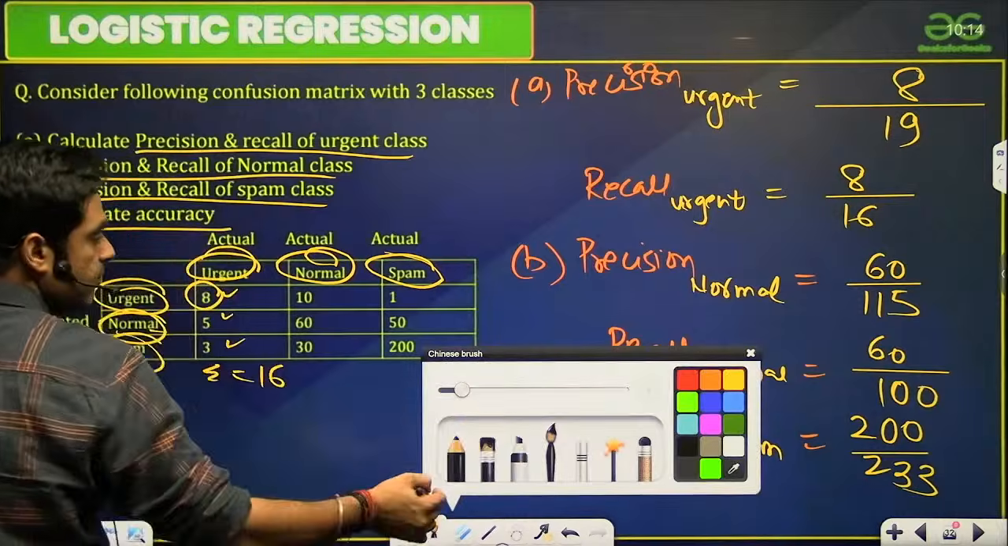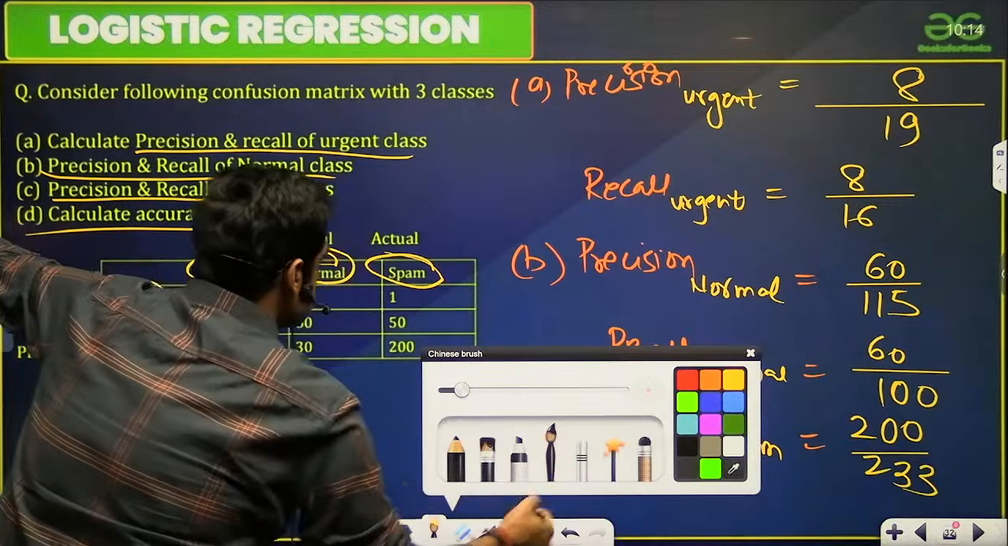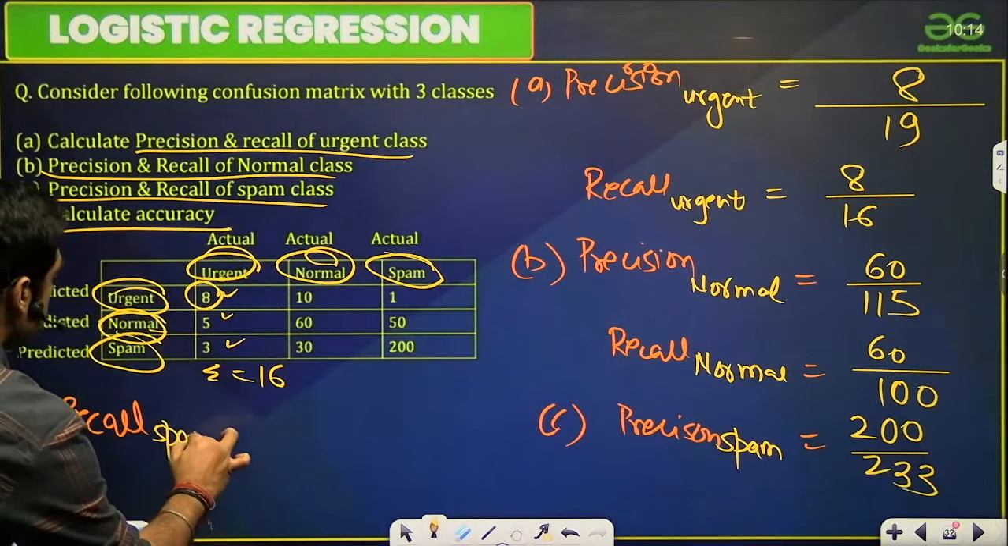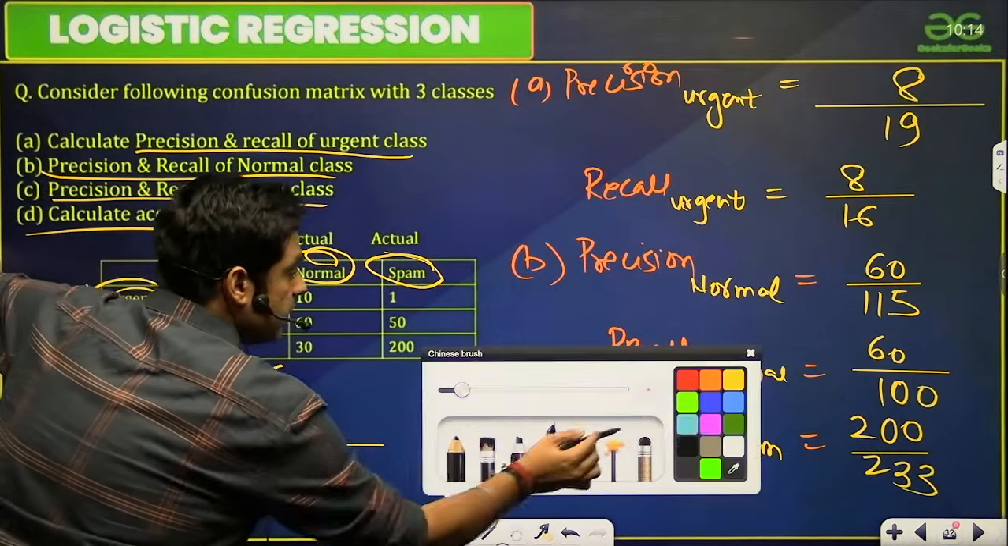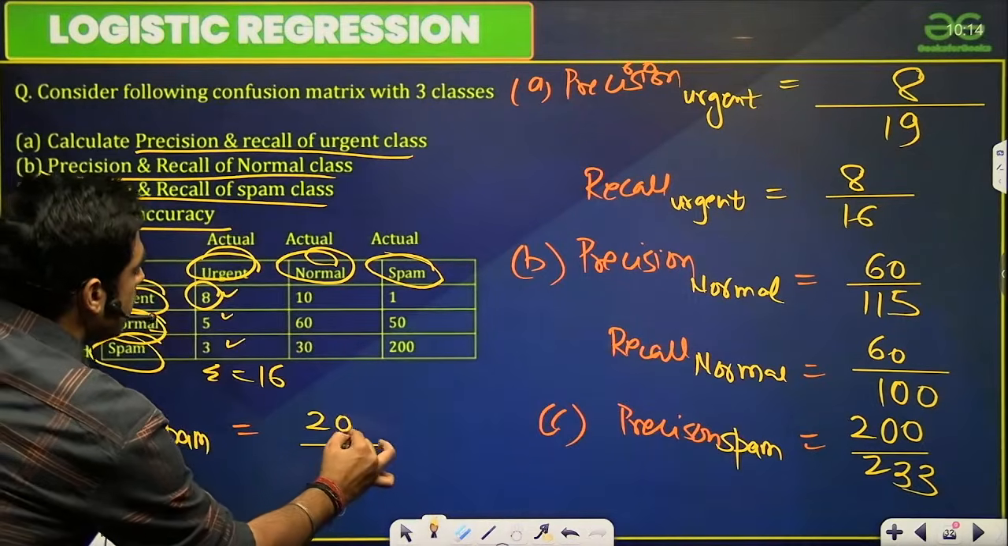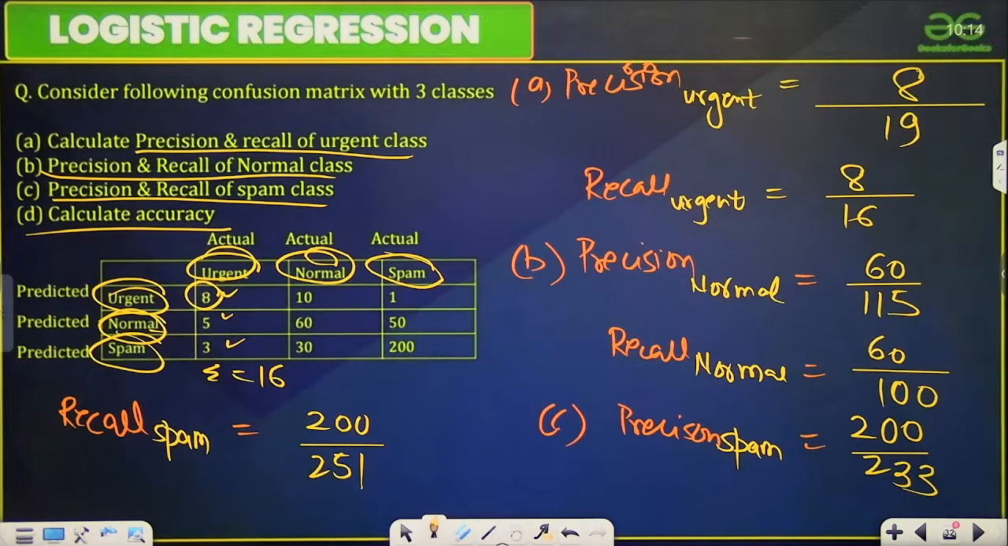And recall for the class spam. Recall for the class spam is how much? True positive, that is 200, upon actual spam, how much is that? That is 251. So 200 upon 251. So this is how we have to solve the questions for a multi-class data set.